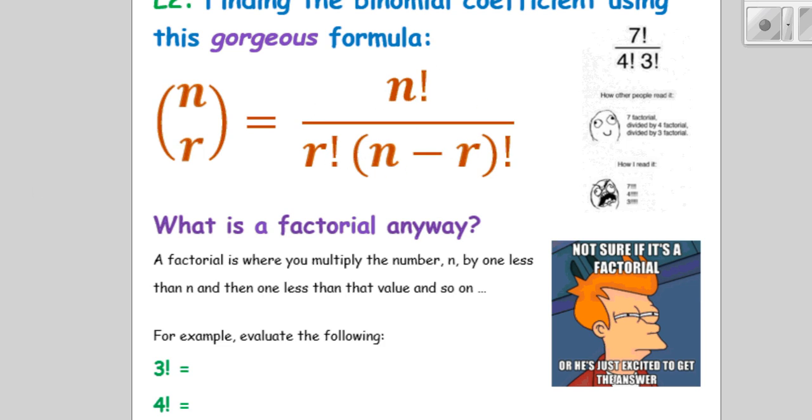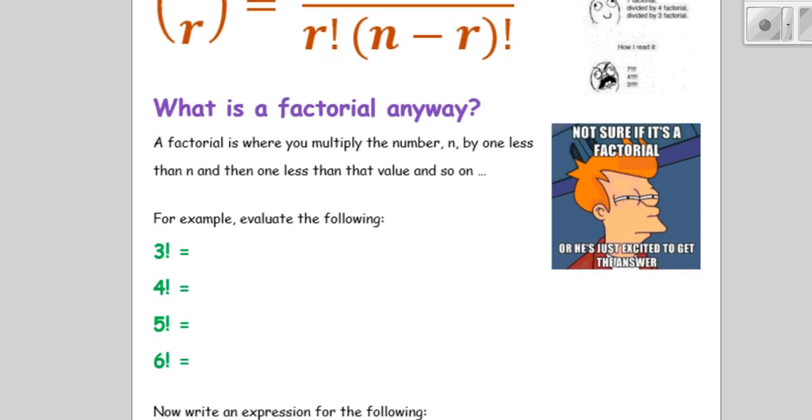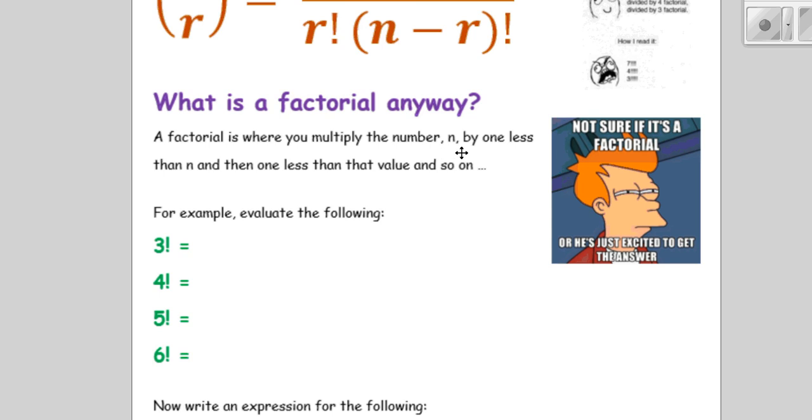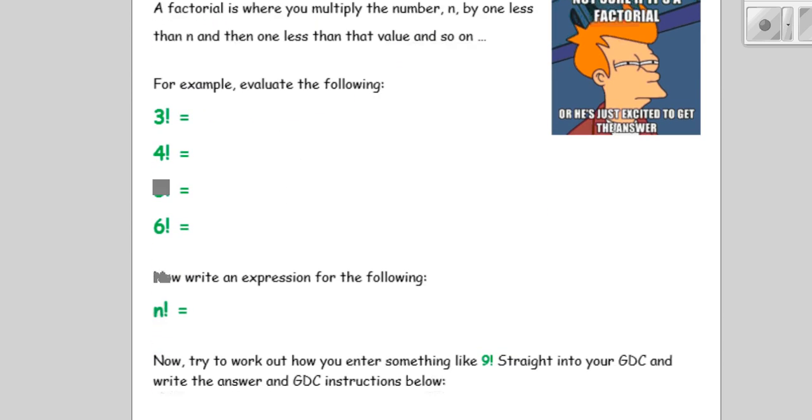So what is a factorial anyway? In case anyone forgot, a factorial is where you multiply a number n by 1 less than n, and then 1 less than that value, and so on. For example, let's evaluate the following. 3 factorial. You would still write it all out. 3 times 2 times 1, which equals... 4 factorial. 4 times 3 times 2 times 1.